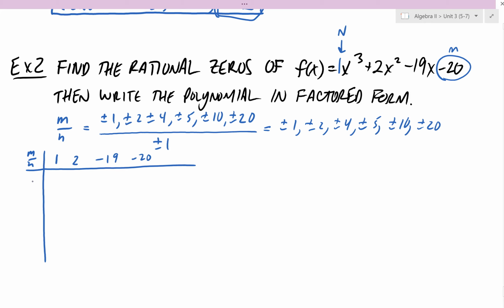So I'm going to start with my first one, 1. Bring down the 1, multiply, and add 3. Multiply and add -16. Multiply and add -36. That's not 0, so that one didn't work.